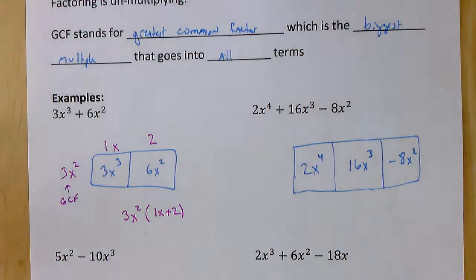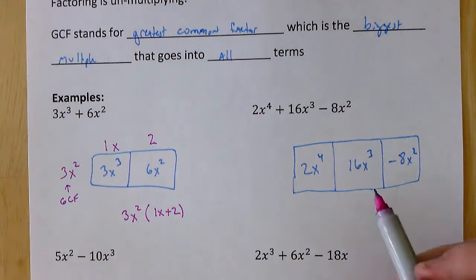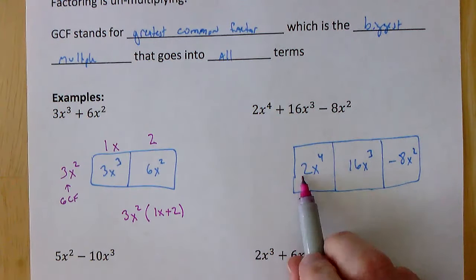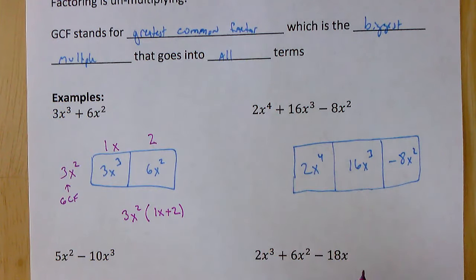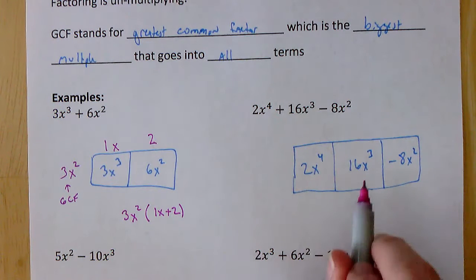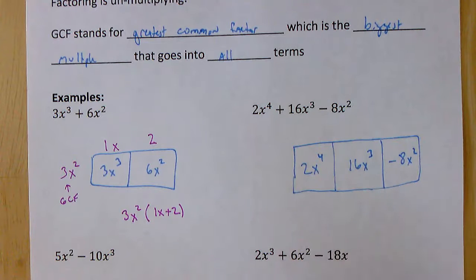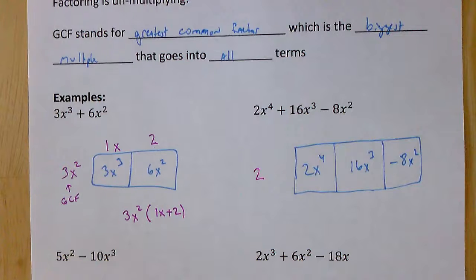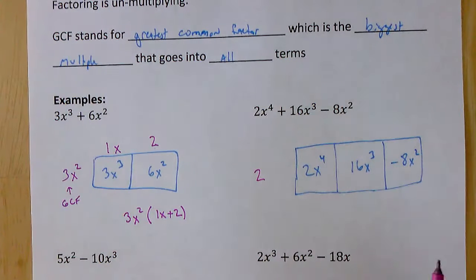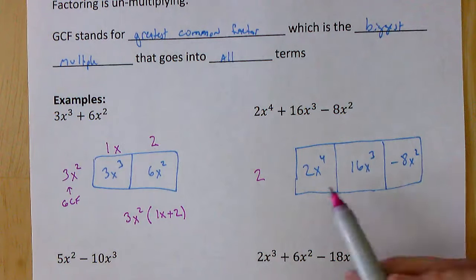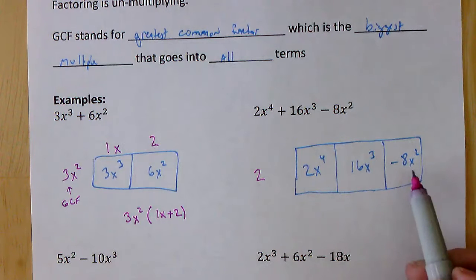Now I'm looking for my GCF. I need the biggest number that will evenly go into 2 and 16 and negative 8. And I think that biggest number is going to be a 2. So 2 divides into 2, 2 divides into 16, 2 divides into negative 8, and there's no other number that will divide into all of those evenly. Then I'm going to look at my x's, and I'm saying, okay, I want to keep it fair again.